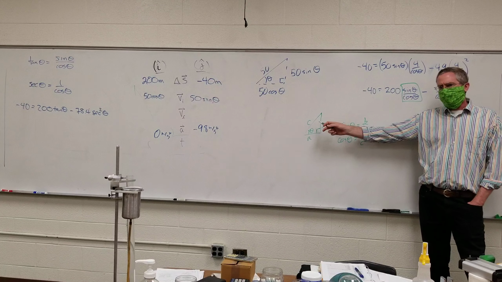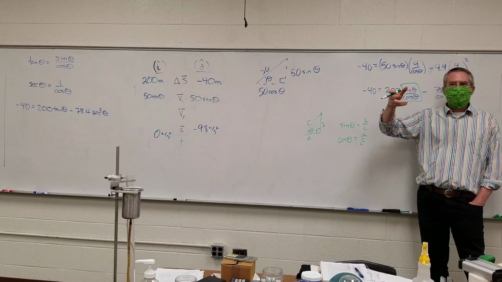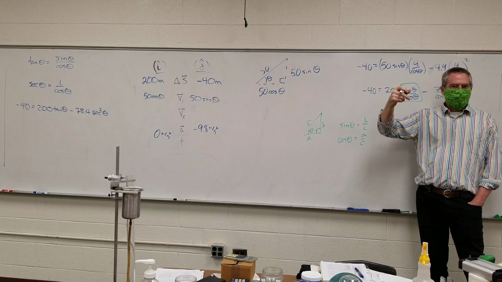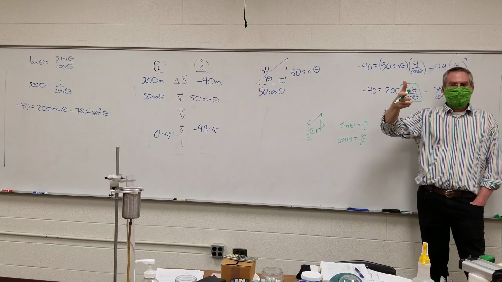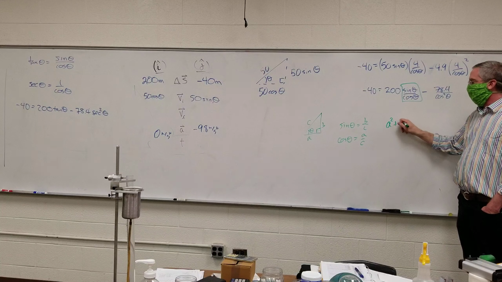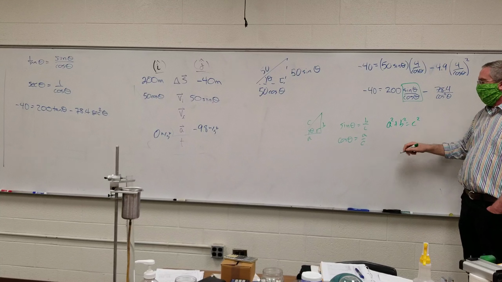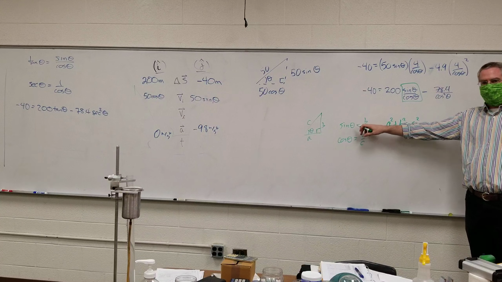What is another relationship we have with a right triangle? Relate the sides. A squared plus B squared equals C squared, the Pythagorean theorem. Well, A is just C times cosine of theta. B is just C times sine of theta.